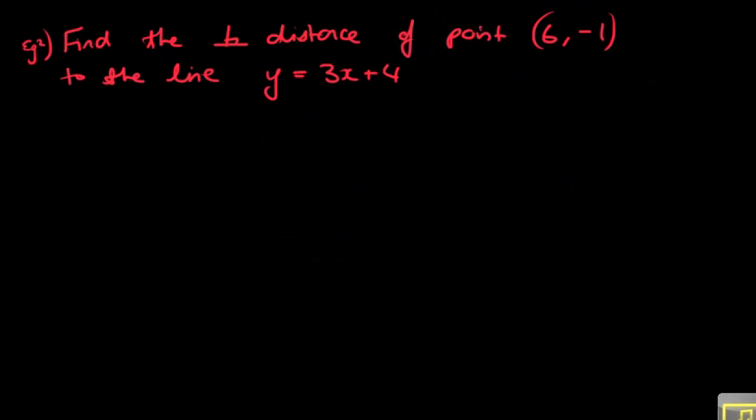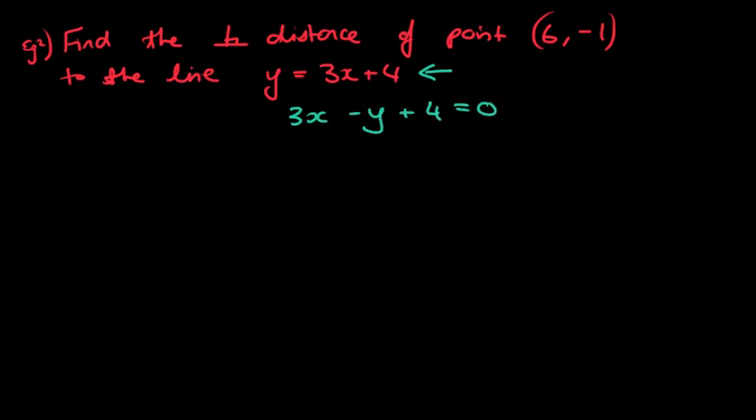Okay, find the perpendicular distance of the point (6, -1) to the line y equals 3x plus 4. Okay, this is slightly more challenging. Hopefully you've realized it's because I've used the gradient y-intercept form this time for this question. So I can't simply look at this and say I can see what A, B, and C is equal to. I need to rearrange it into the general form. So if we rearrange this, we get 3x minus y plus 4 equals 0.